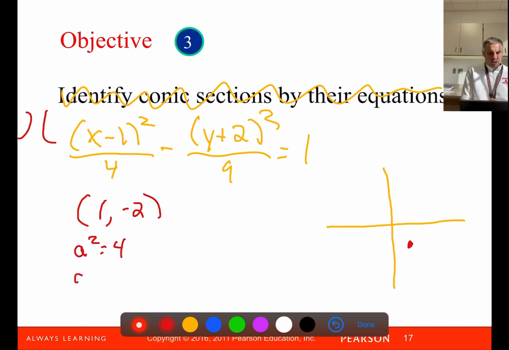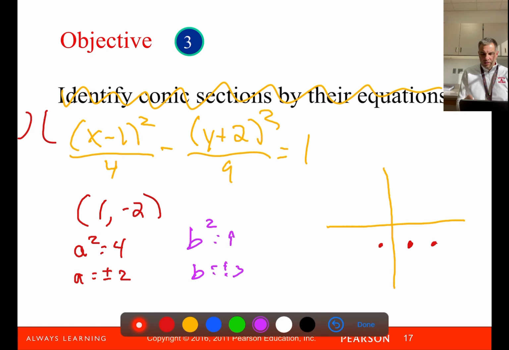A squared is 4. So my A value is moving plus or minus 2. The A and the B aren't very important in this. Which one's A, which one's B really isn't too important with what we're doing. Just understand that it's underneath the X value, so that means my X value needs to move 2 and 2. So somewhere right there, somewhere right there. My B squared is equal to 9, so B is equal to plus or minus 3. So somewhere there, somewhere there.